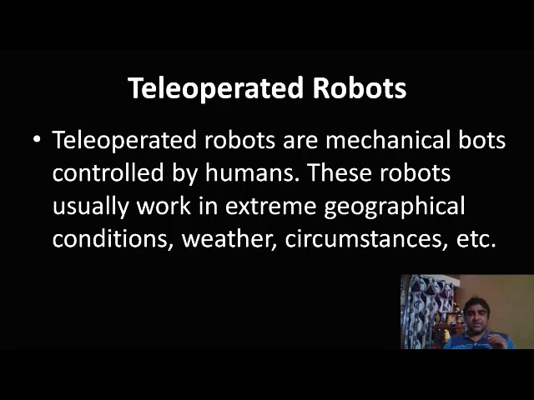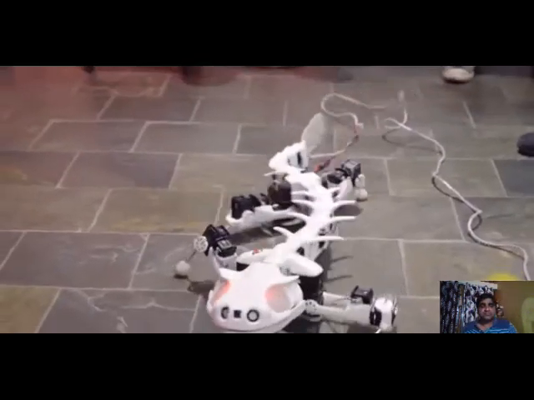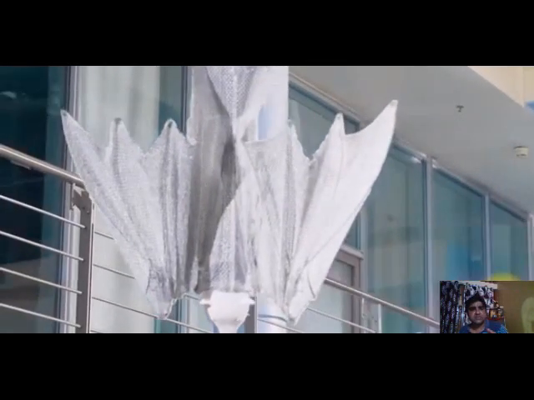The next type of robot is the teleoperated robot. Teleoperated robots are mechanical bots controlled by humans. These robots usually work in extreme geographical conditions, weather, circumstances, etc. These are the different kinds. Another emerging type is bio-inspired robots. Basically, it's used for surveillance purposes.